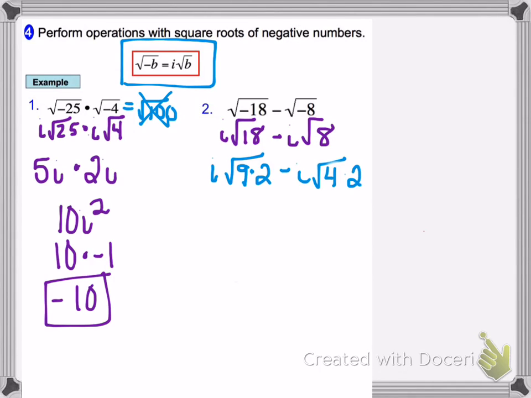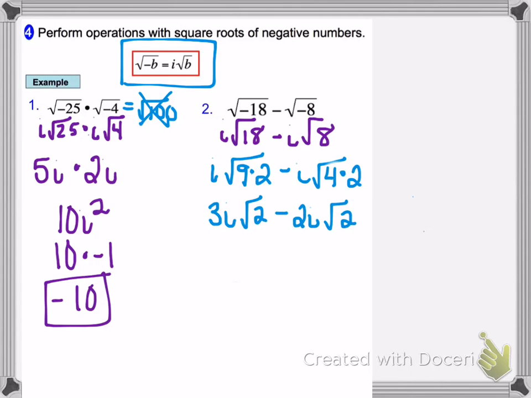Now, why am I picking these examples? Why didn't I pick 3 times 6 to give me 18, or 1 times 18? The reason I picked these two factors is because 9 is a perfect square, and so is 4. So now I can take the square root of 9, and that's going to give me 3. So 3i times the square root of 2. I can do the same thing with the 4, take the square root of 4, and that's going to give me 2i times the square root of 2.